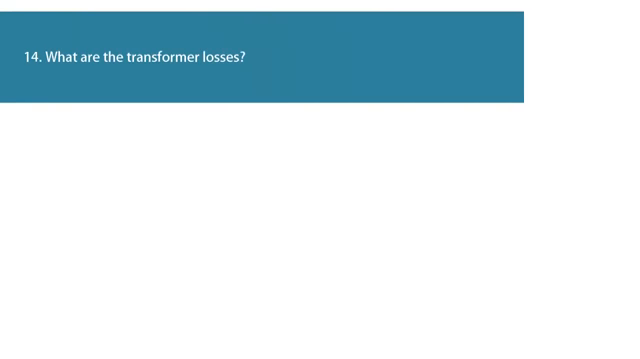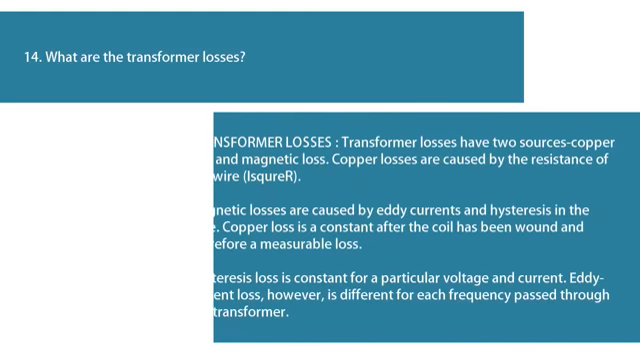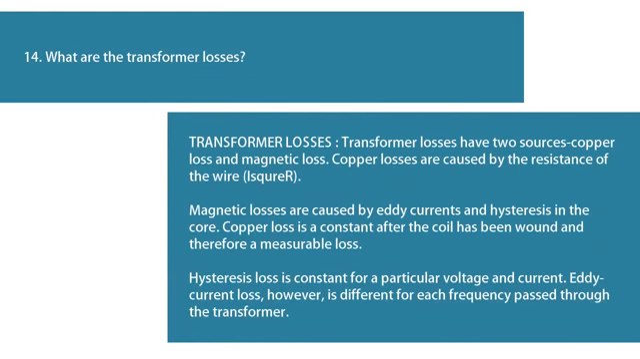14. What are the transformer losses? Transformer losses have two sources: copper loss and magnetic loss. Copper losses are caused by the resistance of the wire. Magnetic losses are caused by eddy currents and hysteresis in the core.